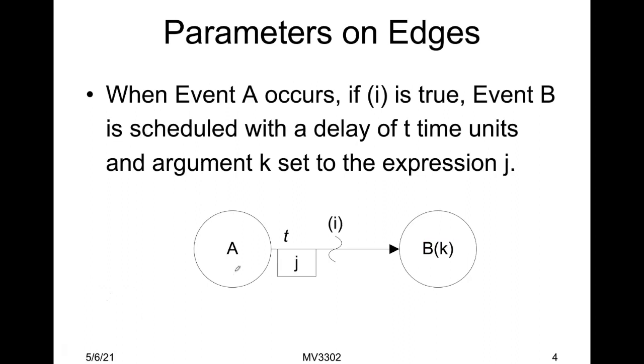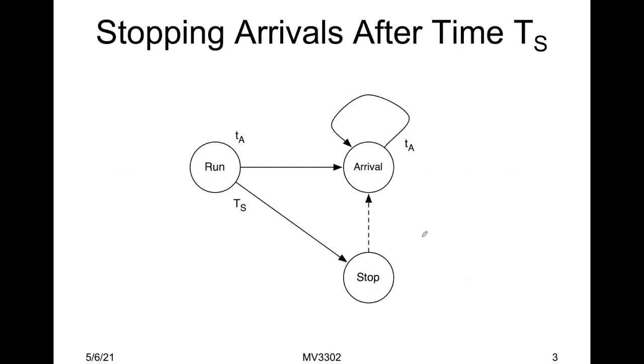So here's the canonical form. Here's our event A. Again, scheduling edge, we have a delay. Here's the delay. We have the Boolean condition. And then here, just like when we invoke a method, we need to pass it a parameter. So here we have an argument K, and here we have a parameter. Now this parameter, notice I say it's an expression.